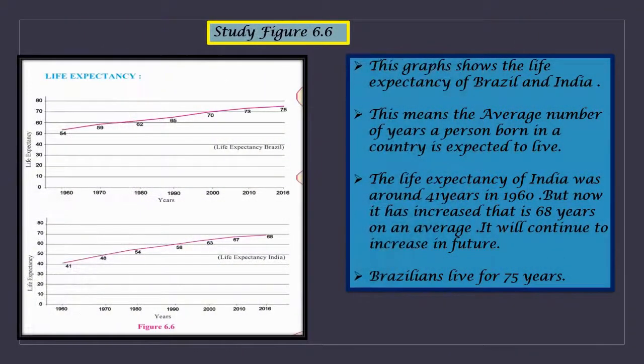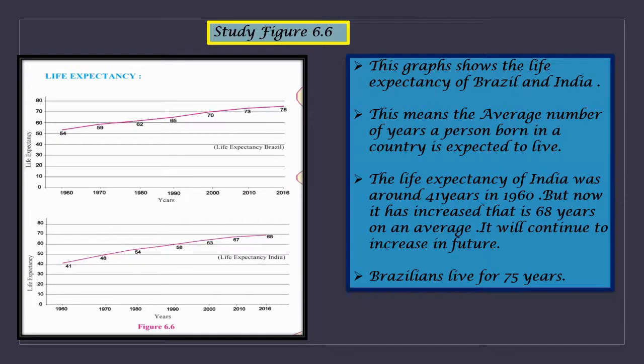Students, now let us study the figure 6.6. This graph shows the life expectancy of Brazil and India. Now, students, let us understand what life expectancy is. It is a statistical measure of the average time that an organism is expected to live based on the year of its birth. In simple terms, life expectancy can be defined as the average period that a person may expect to live. Students, on the x-axis we have years, and on the y-axis we have life expectancy. The given graph is also a line graph.